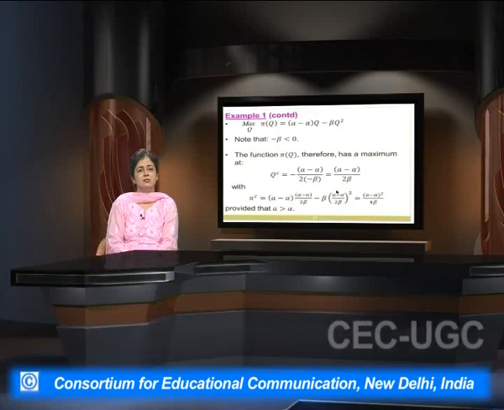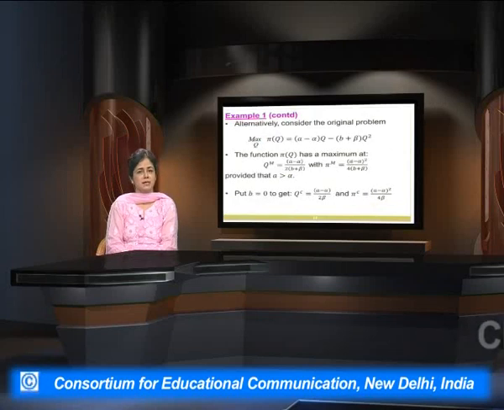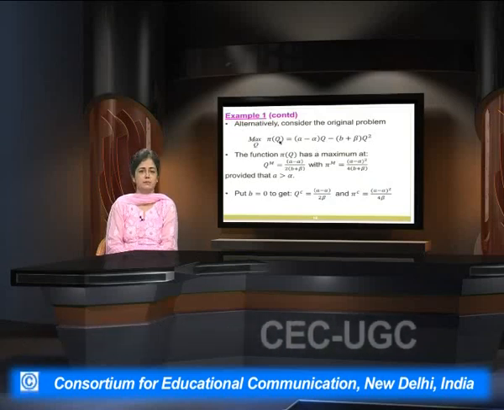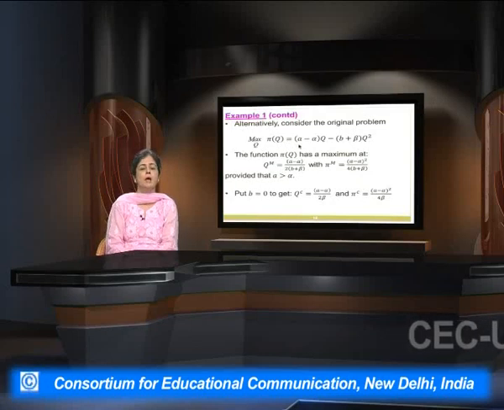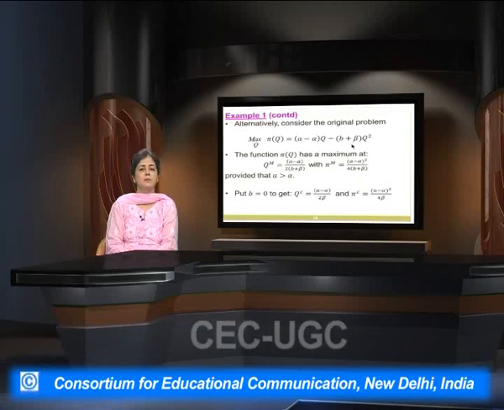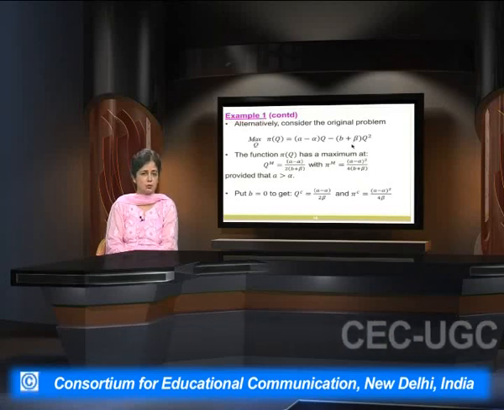And just to give you an alternative perspective to the problem, here we have a situation where the original problem was maximize pi of q with respect to q, where pi of q is given by (A minus alpha) times q minus (B plus beta) times q square.